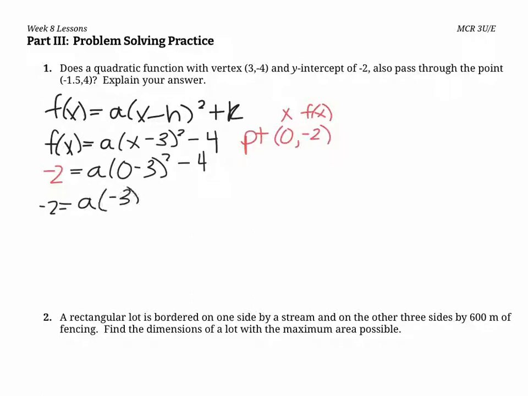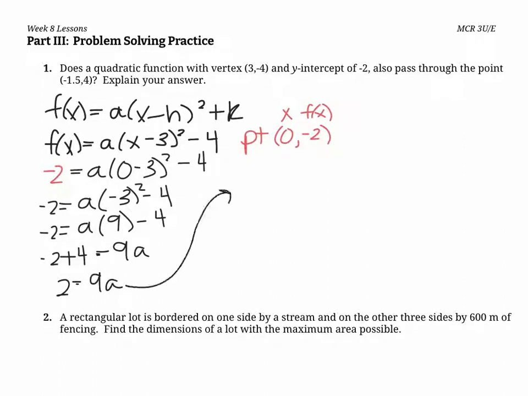So we've got (-3) squared, minus 4, and then we have 9a minus 4. We're making sure that we're not doing 9 minus 4, because this is 9a. These are not like terms. So we're going to bring this -4 to the other side. It becomes +4. We have 9a on this side. We've got 2 is equal to 9a, and then we have 2 over 9 is equal to a. So that's our a value.